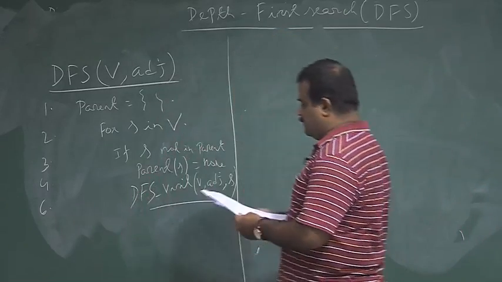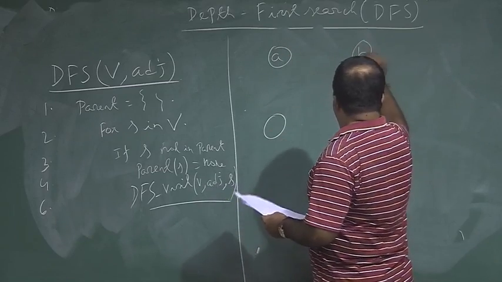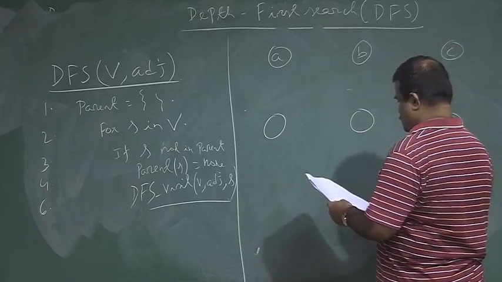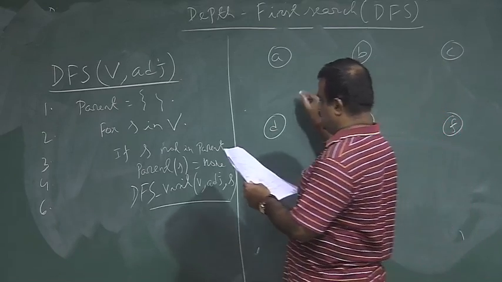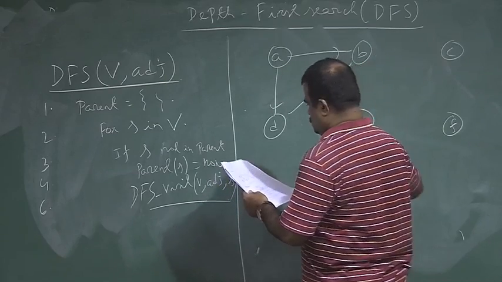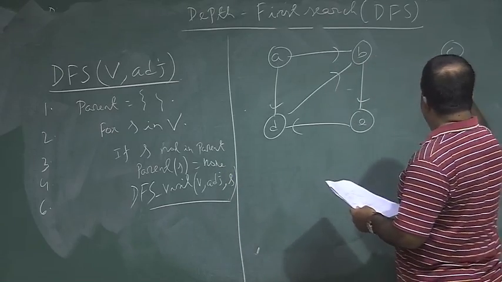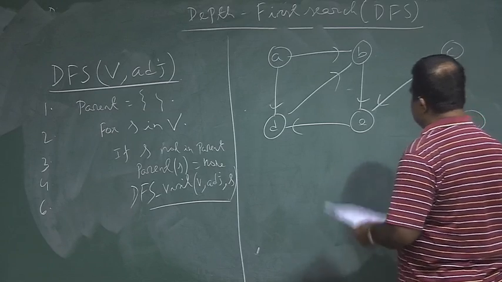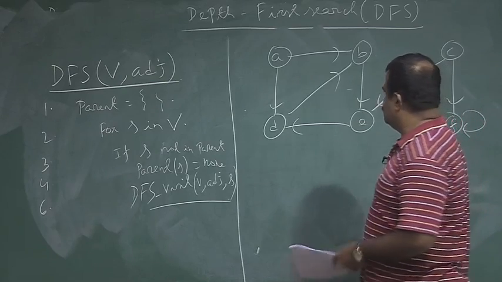Okay, so let us take a graph. This is A, B, C, D, E, F, and suppose these are the edges. Suppose these are the edges, and there is a self loop over here. So, suppose this is a graph, and we have to execute this DFS on this graph.